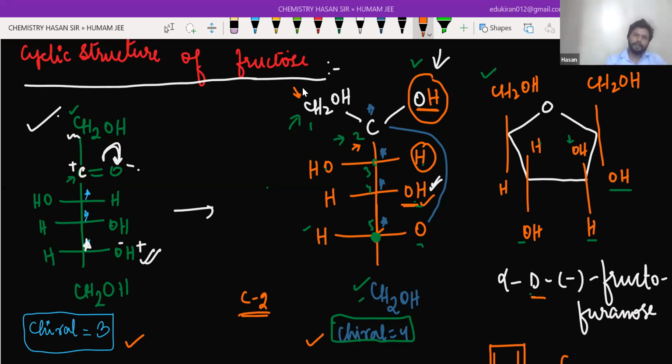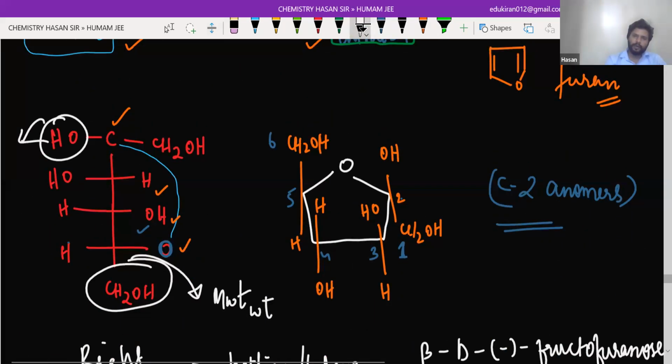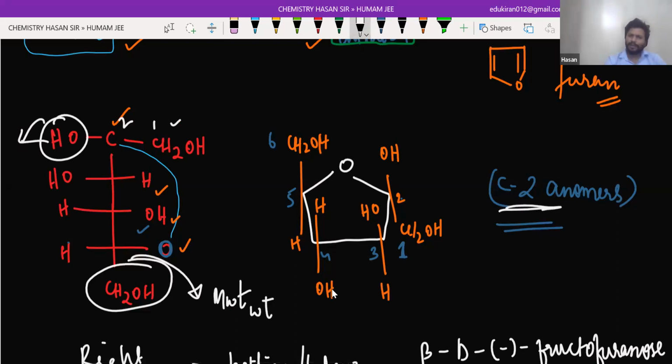In the same way, we can do for beta as well. I did beta here. What we need to do for beta is very simple. Switch this. So this is the first, second. So this is called C2 anomer, and the rest part is as it is. On the last carbon, when you don't have left and right, you will follow the molecular weight rule. Okay.